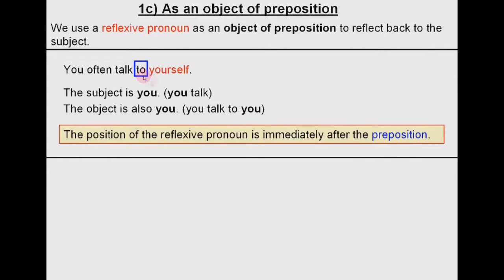So here is the preposition. So talk has a preposition with it. Talk to, because we talk to somebody. So this time the reflexive pronoun comes after the preposition.